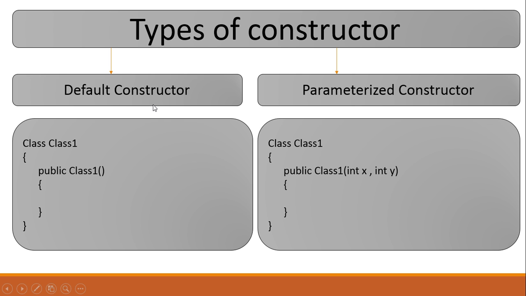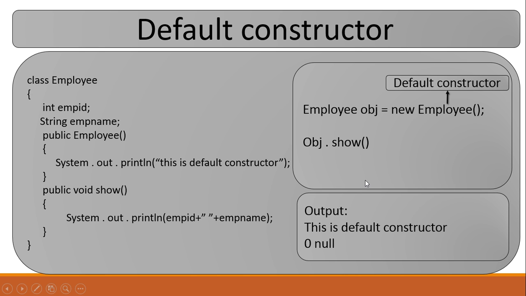Types of constructor. There are two types of constructor, default constructor and parameterized constructor. If the constructor doesn't have any parameter, then it is called the default constructor. And look here, I am not passing any argument. If the constructor has parameters, then it is called a parameterized constructor, and here I am passing two arguments, x and y, with data type int.